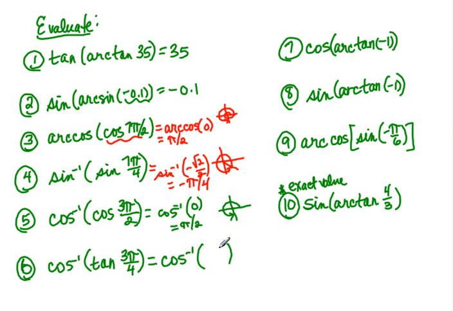Well, the tangent of 3 pi over 4, think about on your unit circle, where's 3 pi over 4? That's in quadrant 2, right? And so when we divide the sine and cosine values, we're going to get a negative 1. So now we need to think about what is the arc cosine of negative 1. In other words, what angle between 0 and pi has a cosine of negative 1? And that is pi.